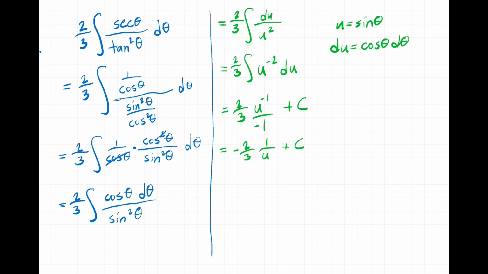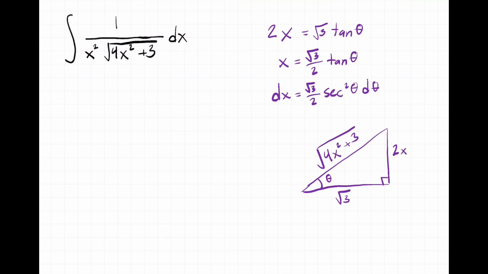And now we've done the integral, let's do our back substitution here. Our u is actually equal to sine theta. So we have this equals negative 2/3 times 1 over sine theta plus a constant. But 1 over sine theta is actually a different trig function. It's actually cosecant theta. So let's just put it in that form. Negative 2/3 cosecant theta plus a constant. So we've worked out that this integral is equal to negative 2/3 cosecant theta plus c.